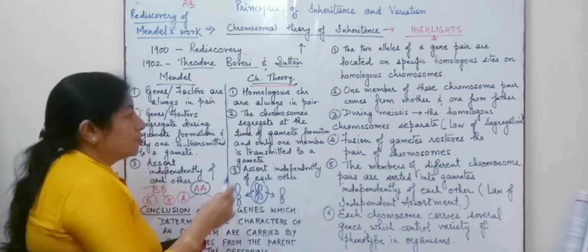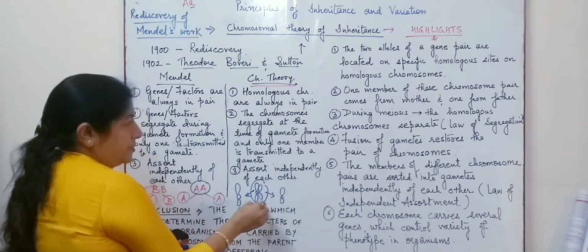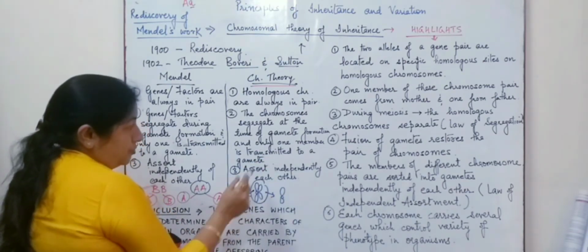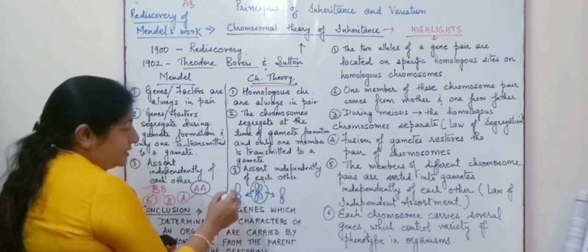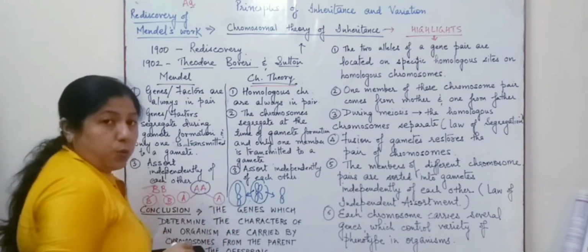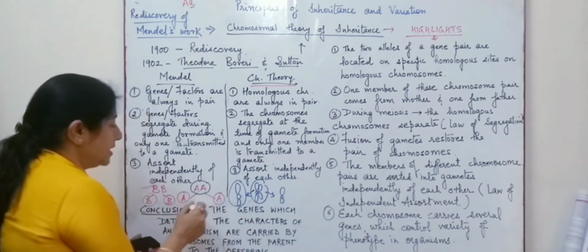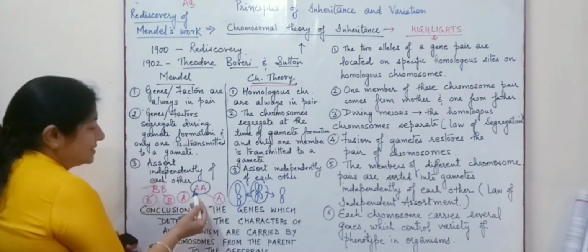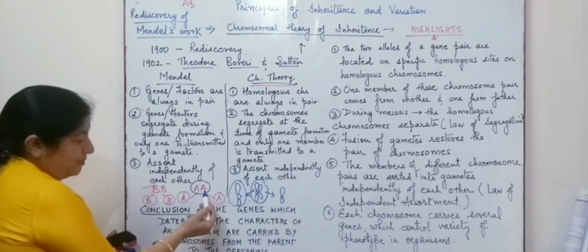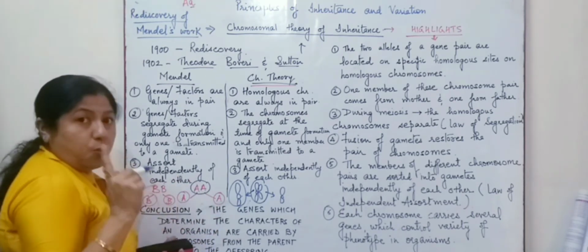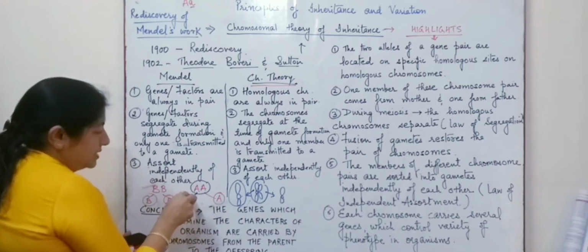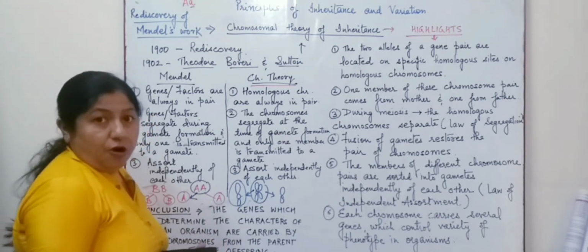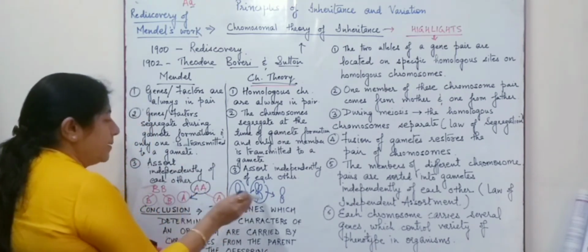They said the chromosomes segregate at the time of gamete formation, and only one member of it is transmitted to the gamete. So the gamete will have only one chromosome, and it is quite similar to the work done by Mendel, after which he proposed that during gamete formation, only one factor will pass to a gamete. So this is according to the law of segregation, which was proposed by Mendel.